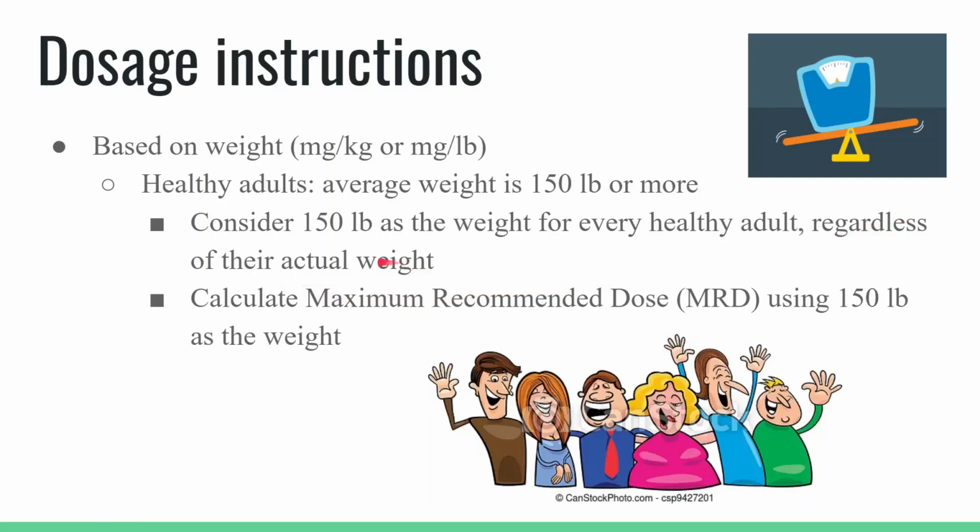Because most of the time they're going to be very close to 150 pounds. And the reason why we do this is because if you go beyond 150 pounds, the doses become higher and higher, and this can become unsafe for the patient. Some patients are obese, some patients have a weight of 200 pounds, 250. We don't want to give them doses based on their weight because these doses are still very large and they can cause systemic toxicity. So that's why 150 pounds is the safe margin that we consider for healthy adults. Now we calculate the maximum recommended dose using 150 pounds as the weight, as we said, for every healthy adult. Okay, I hope that was clear.